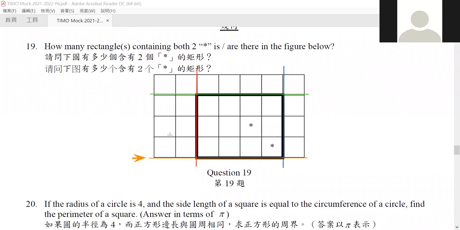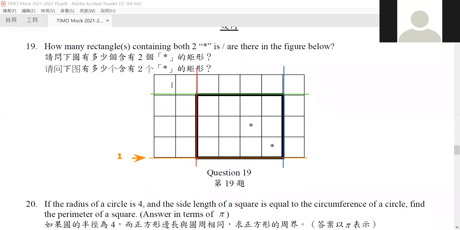Suppose the bottom is in here. Then no matter what size the rectangle is, it will contain the bottom stars, right? So in order for them to contain both stars, the bottom must be in the lowest possible position. So there's only one way to select the bottom.